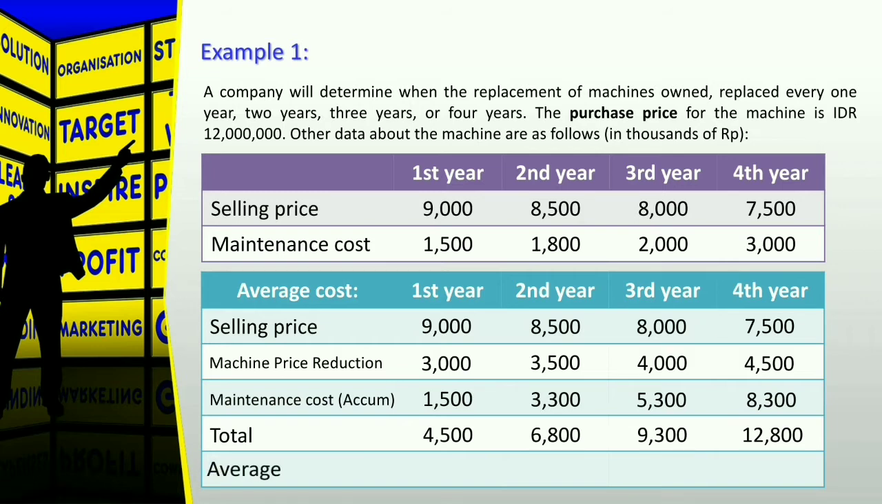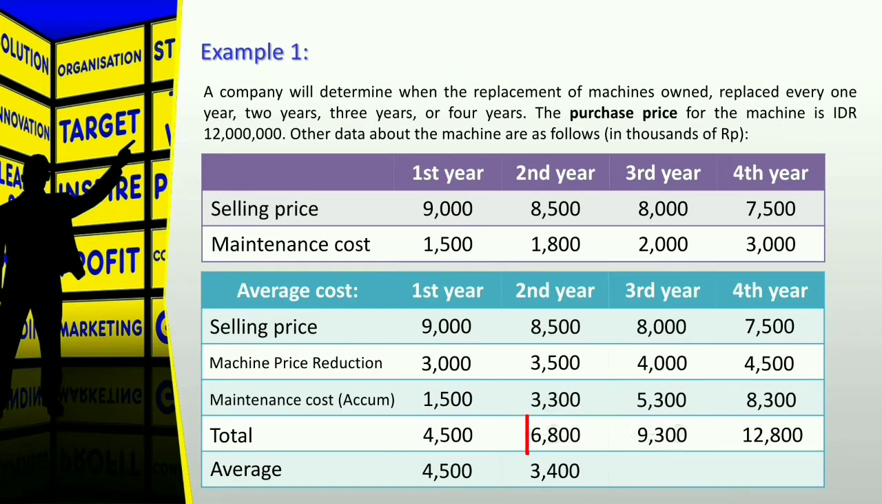Okay, now we have the average. Average in the first year is 4,500. This value of 4,500 is obtained from the total of the first year divided by 1. Okay, why is it divided by 1? Because it's the first year. The first year is divided by 1. So for the second year it is 3,400. This value of 3,400 is obtained from the total of the second year divided by 2.